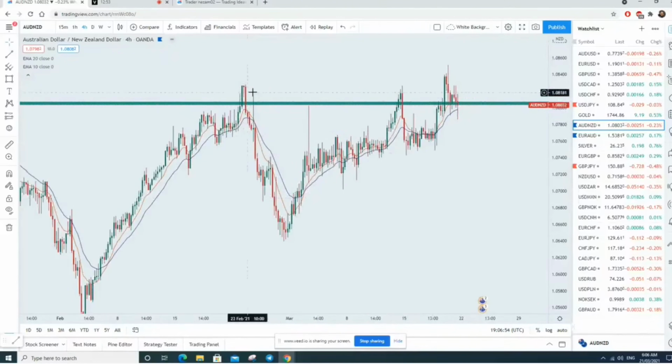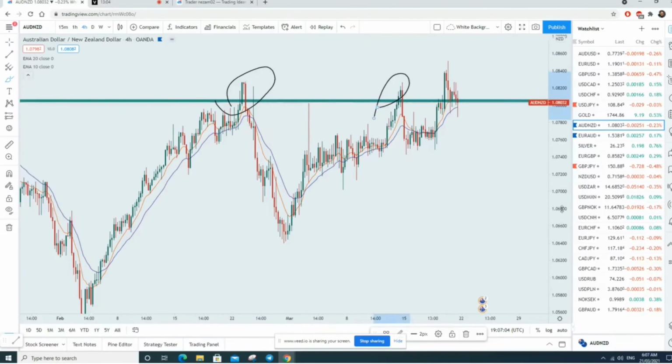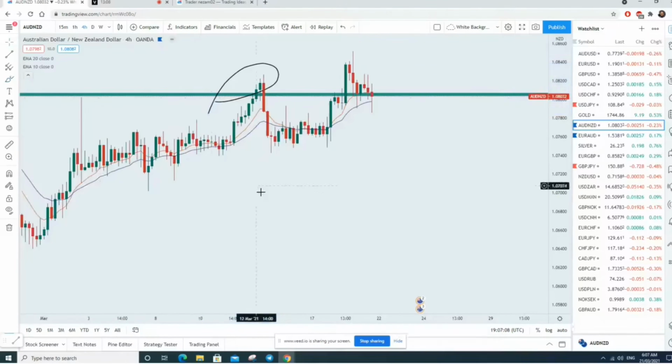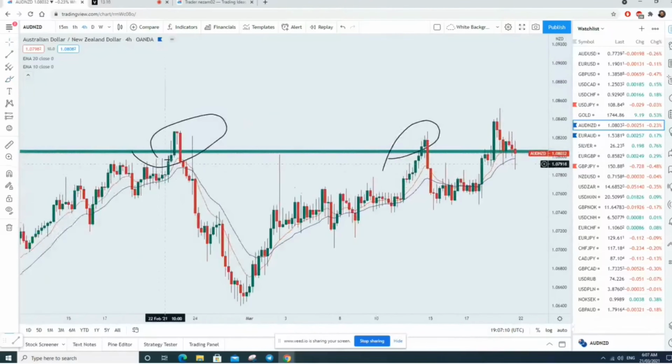that there might be a false breakout. So it made a few false breakouts here, here, and here. So how do you spot that false breakout? How do you spot that? Look, when the price broke here, we can define this resistance early enough.